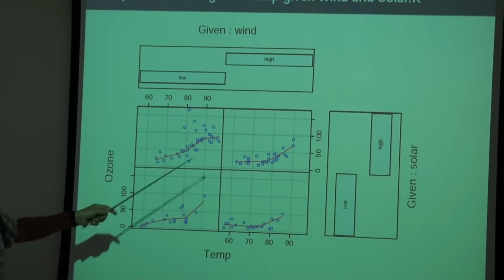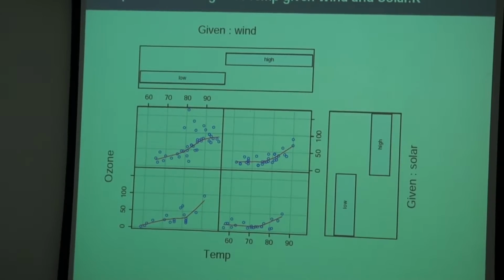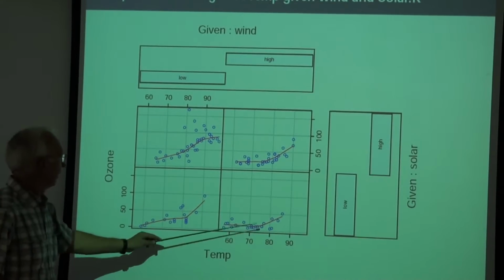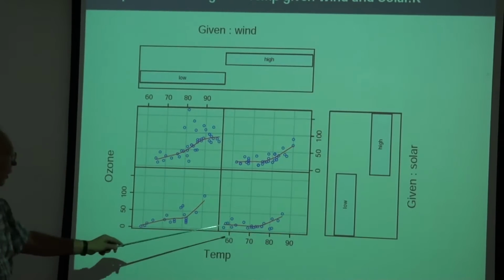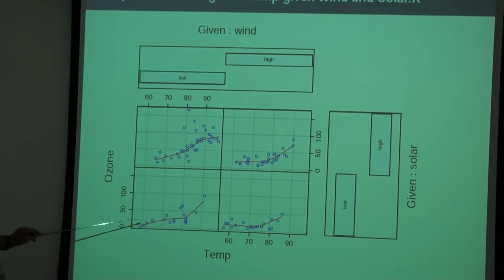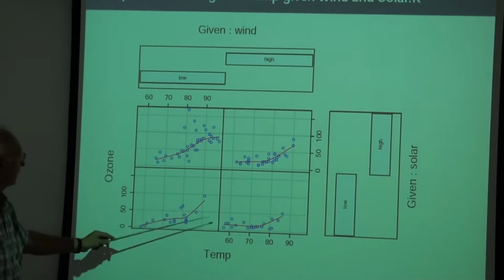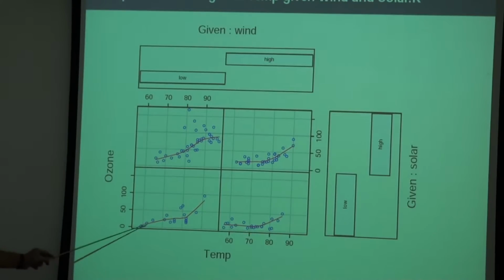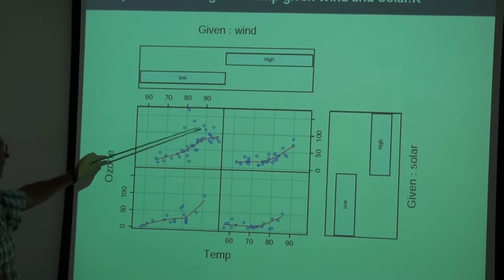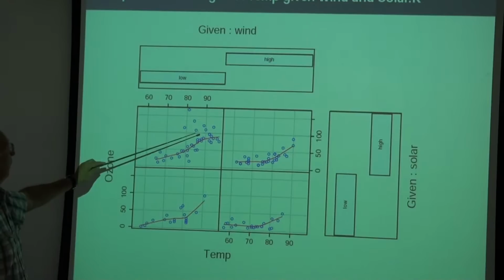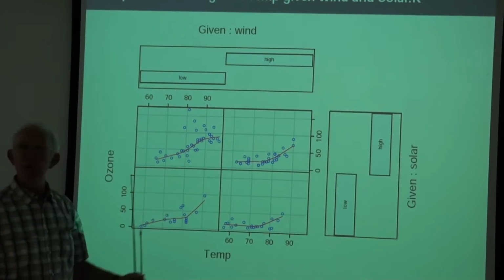And I've drawn a little lowess line through each one to see what's going on there. And what do we say? Well, these are low, so when solar radiation is low, ozone tends to be low, and there's still not much relationship there, but there's a hint of a positive relationship between, but not a very strong one, between temperature and ozone. When solar radiation is high, ozone can be higher, but it also depends on wind, because it's higher when the wind is low, but not so high when the wind is high.